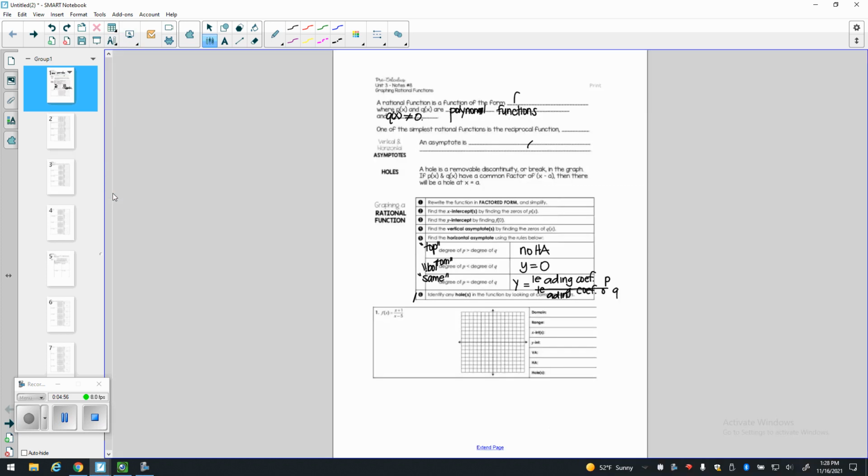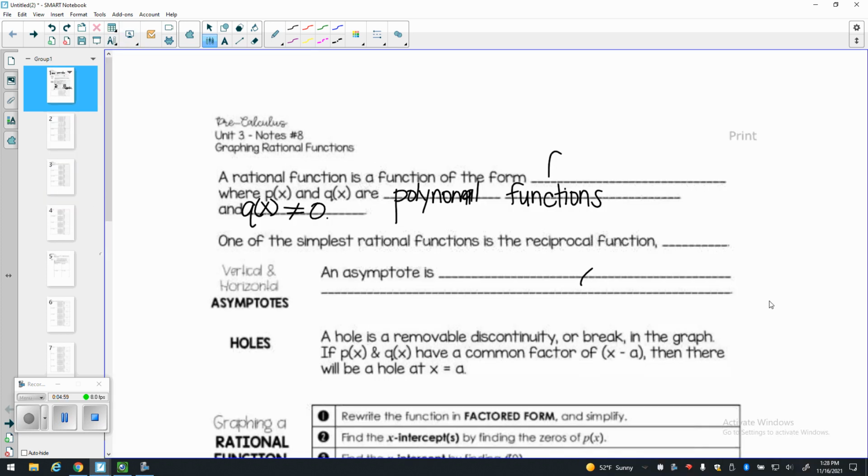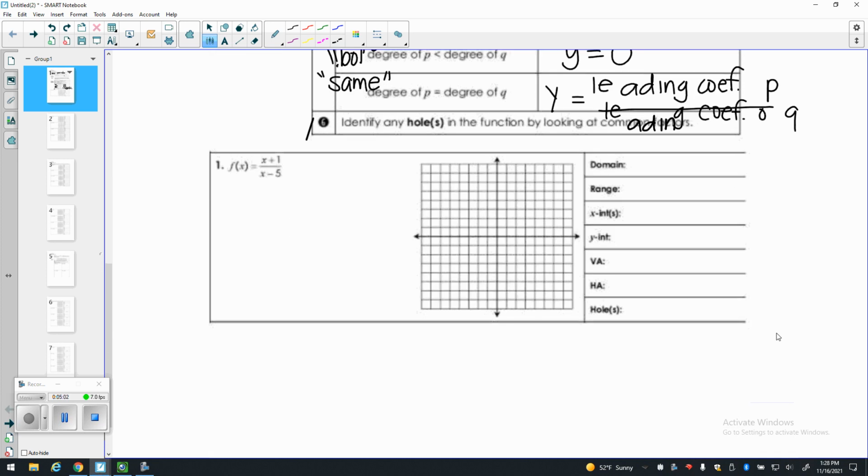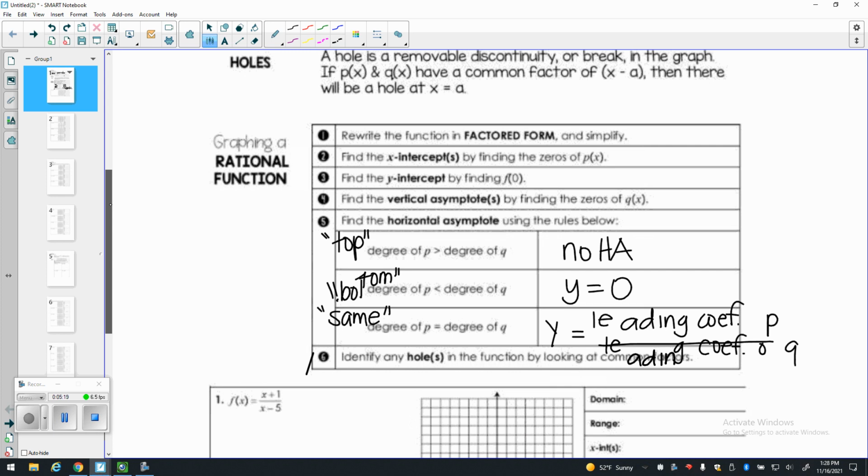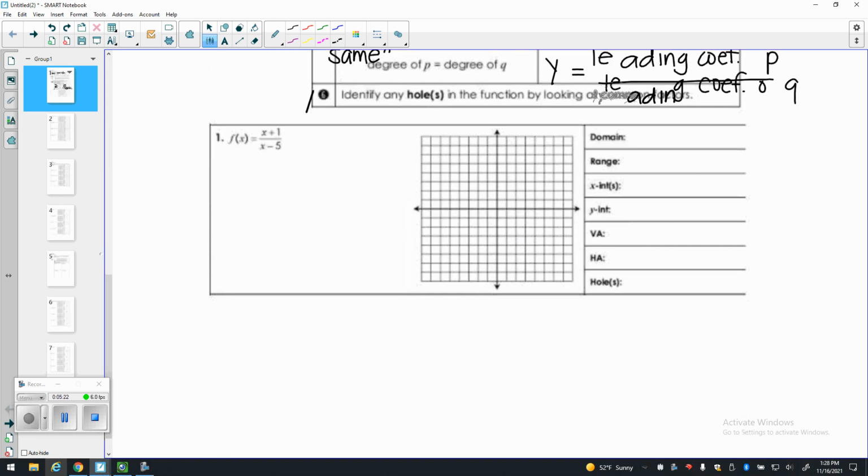Let's go for that. Alright, now, number 1. First thing, go step by step on your rules. Is it already in factored form? Yes, we don't have to factor anything. Then number 2 is asking for the x-intercepts, right? Find your x-intercepts by finding the zeros. The easiest way to find the x-intercepts is to set your numerator equal to 0. I would write that down in your notes, right by number 2: set your numerator equal to 0.